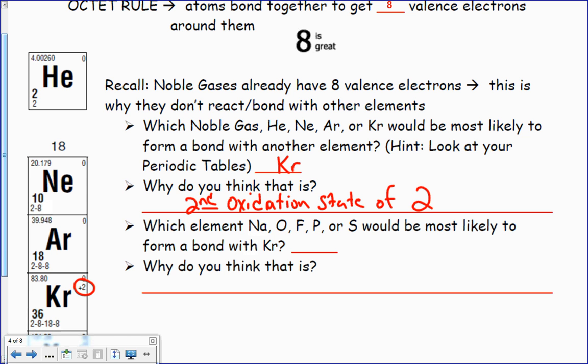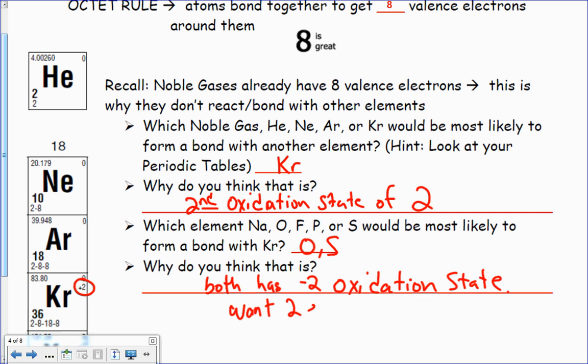Which elements, Na, O, F, P, or S, would most likely form a bond with Kr? Well, who wants 2 electrons? I see oxygen and sulfur both want 2 electrons. Why do you think that is? They both have -2 oxidation states, or want 2 electrons.